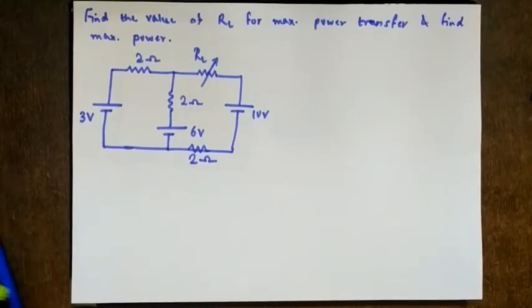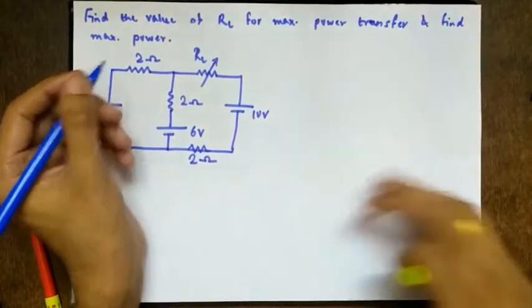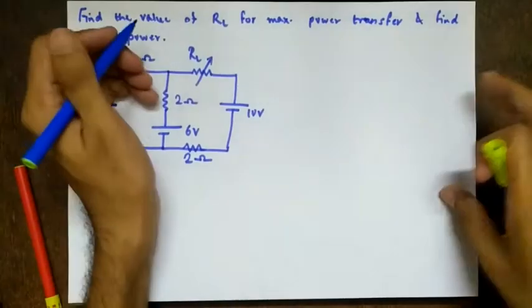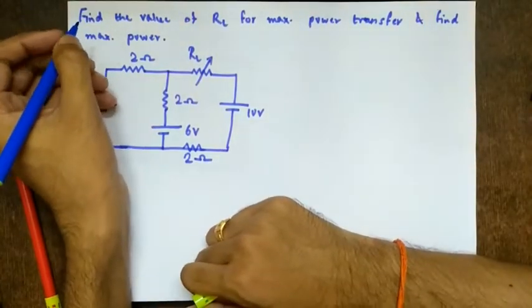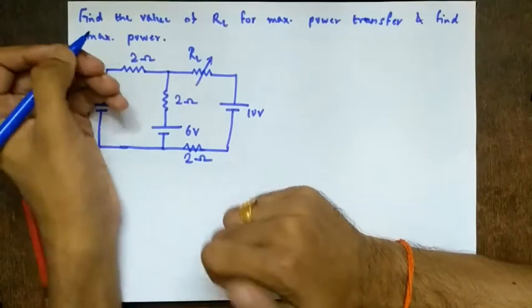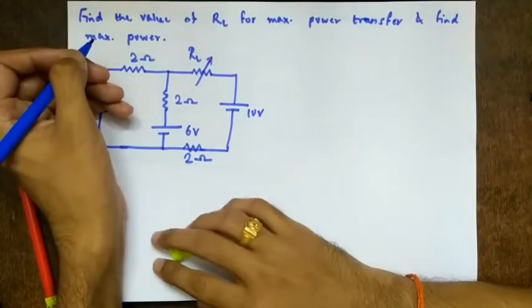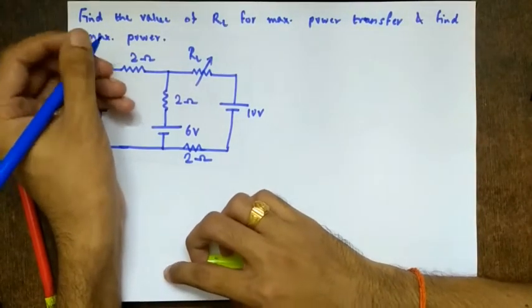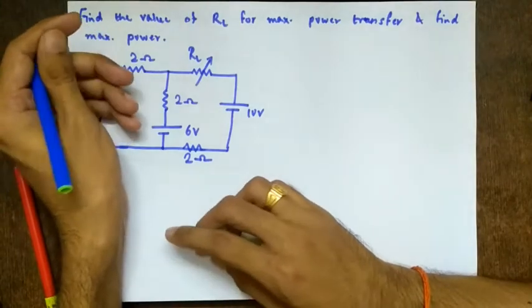So we have started with DC network theorems. The last theorem remaining in this topic and in part 1.1 of the module is the maximum power transfer theorem. So we have the formula for maximum power transfer as P max equal to VTH square upon 4 RTH.